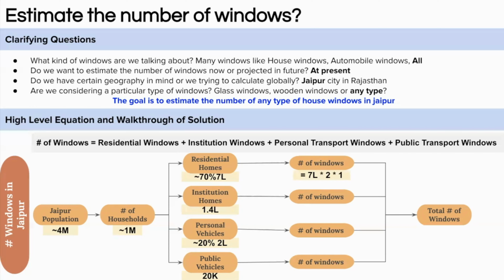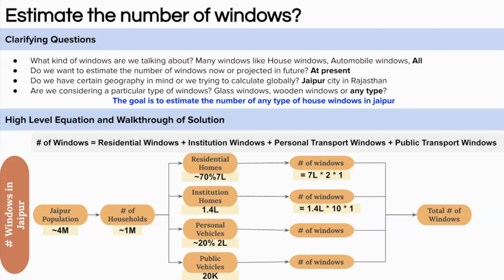Now it is time to estimate the windows from the business institutions. We have around 1.4 lakh business institutions. On average, let's assume that 10 rooms are there in any institution, because some institutions can be as big as 100 rooms and some can be 1 room like a shop. So let's assume that on average 10 rooms are there in a business institution. That will give around 14 lakh windows from business institutions.